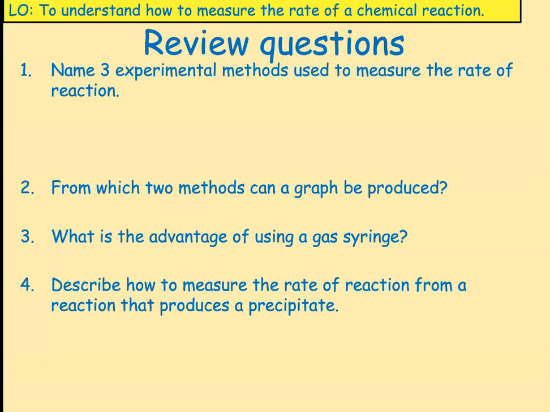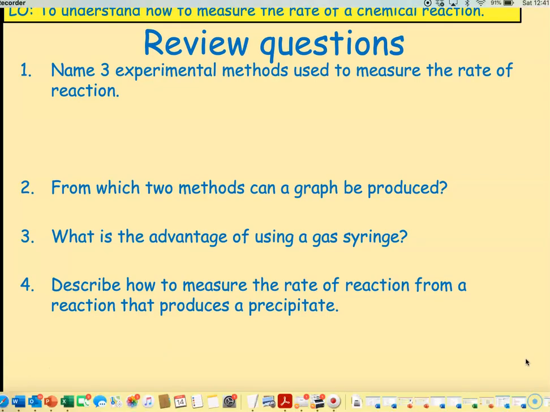So I want you to pause the video after I read the questions and then try and answer the questions. So, name 3 experimental methods used to measure the rate of reaction. From which 2 methods can I draw a graph? What is the advantage of using a gas syringe? And describe how to measure the rate of reaction from a reaction that produces a precipitate. So can you pause the video now, and we'll come back and answer the questions in a minute.